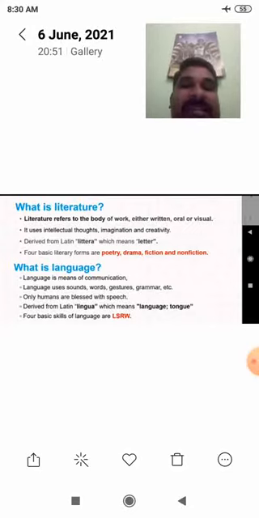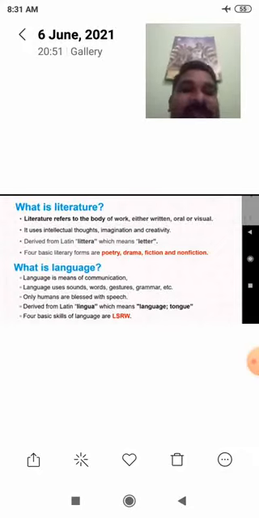This word is derived from the Latin litera, which means letter. Literature means letter. So what is a letter? It is a source of our ancient days. The four basic literary forms are poetry, drama, fiction, and non-fiction. So there are four basic literary forms in literature.